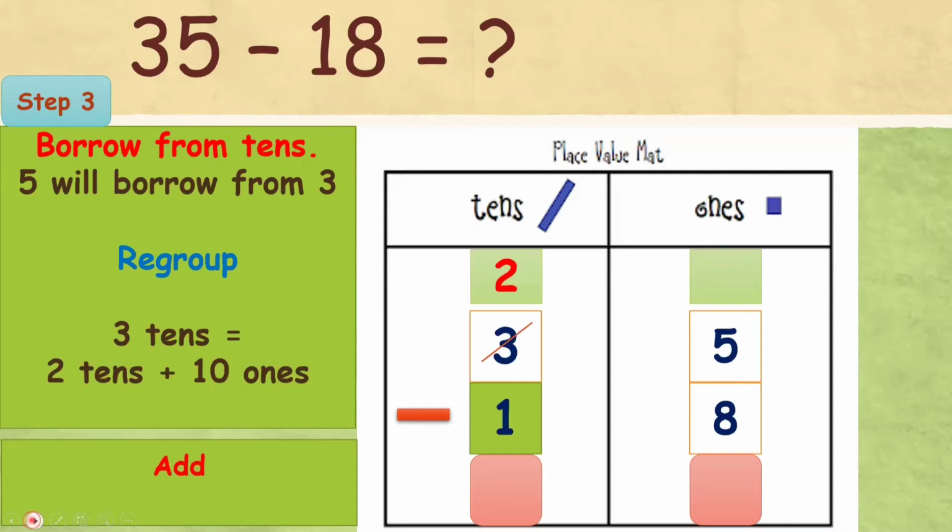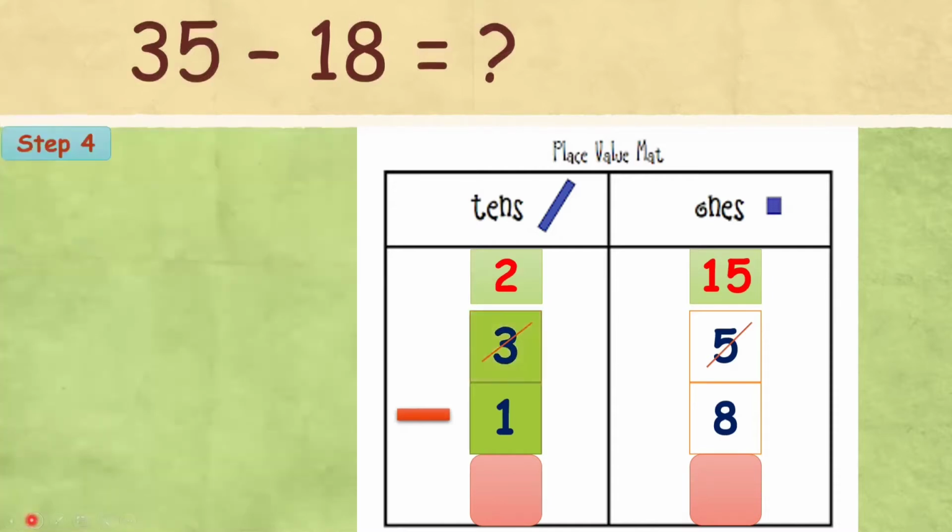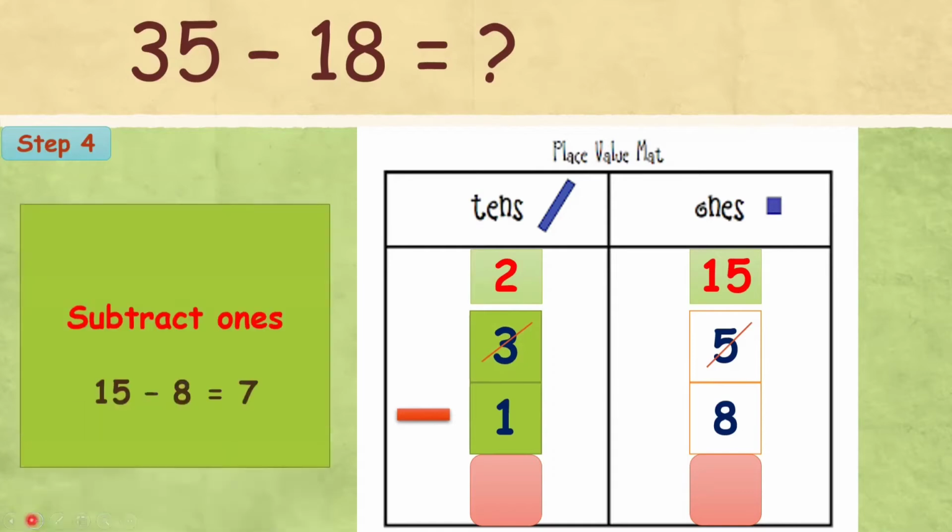We'll add 10 ones plus 5 ones. We'll get the number 15 ones. We'll cut 5 and write 15 in the ones column. Now next step is step number 4. Now subtract ones. 15 minus 8, you get 7 ones. So you will write 7 in ones column.